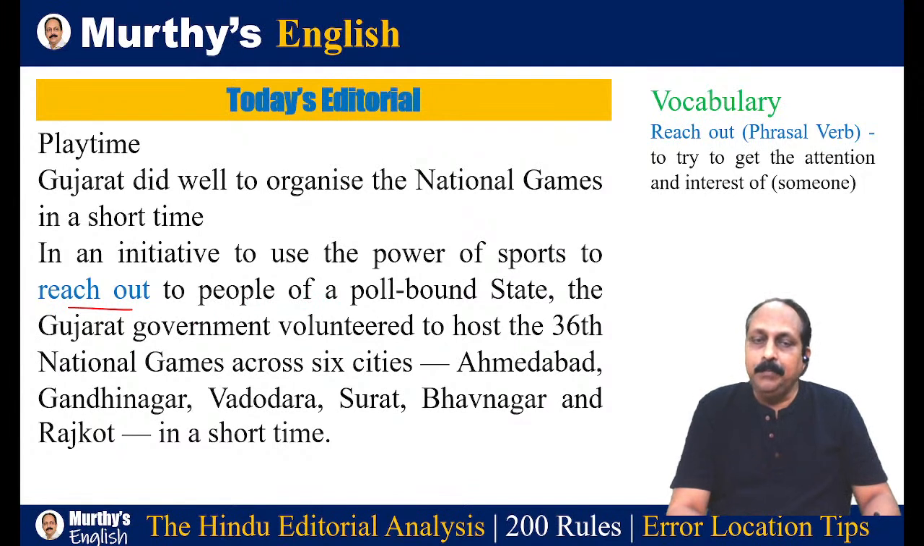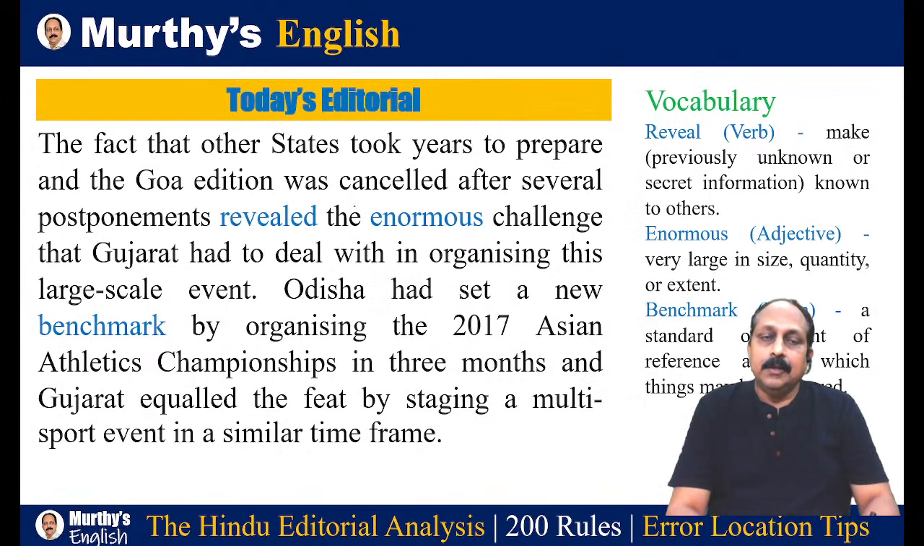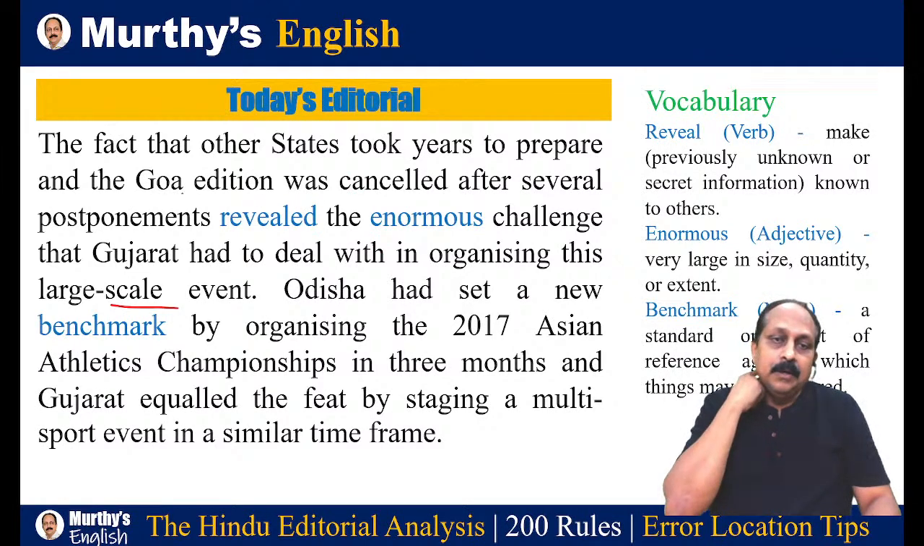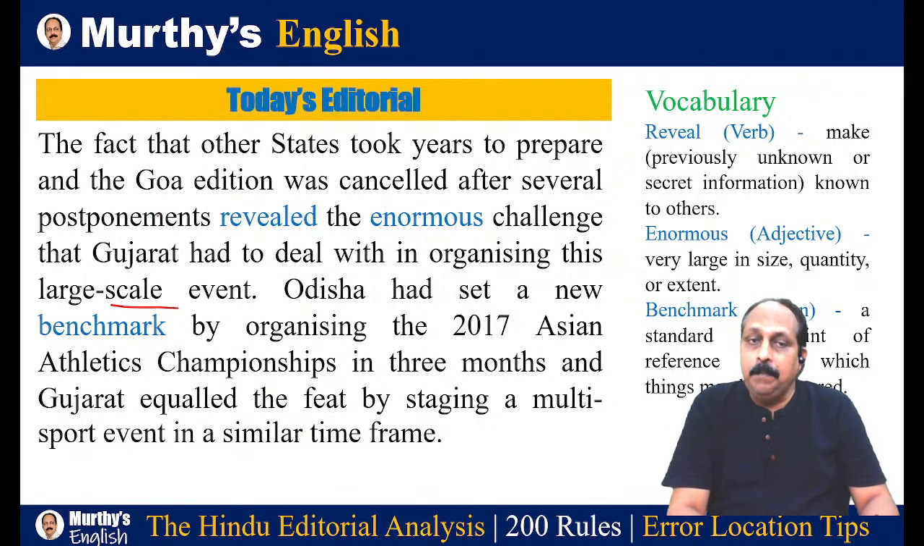In this context, the people of the state, of a poll-bound state, elections are due. The Gujarat government volunteered to host the 36th National Games across 6 cities, all these cities, in a short time. The fact that other states took years to prepare and the Goa edition was cancelled after several postponements revealed the enormous challenge that Gujarat had to deal with in organizing this large-scale event. National games, obviously, large scale, that is one thing. And not only that, in the past, a particular state, the Goa edition was cancelled after several postponements.